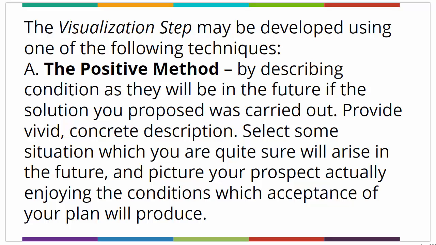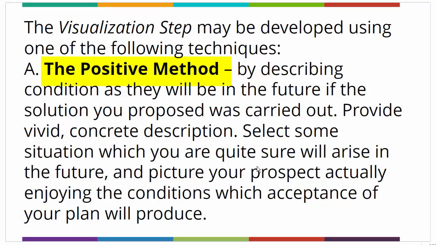Now the visualization step may be developed by using one of the following techniques. You can use the positive method. In the positive method, you're telling what life would be with your product. You're giving all the nice points of what life would be like. You're leaving out the option, you're not even considering the option that they don't buy, that they don't have your product. Now for you, they have your product, so you describe conditions as they will be in the future if the solution you propose was carried out.